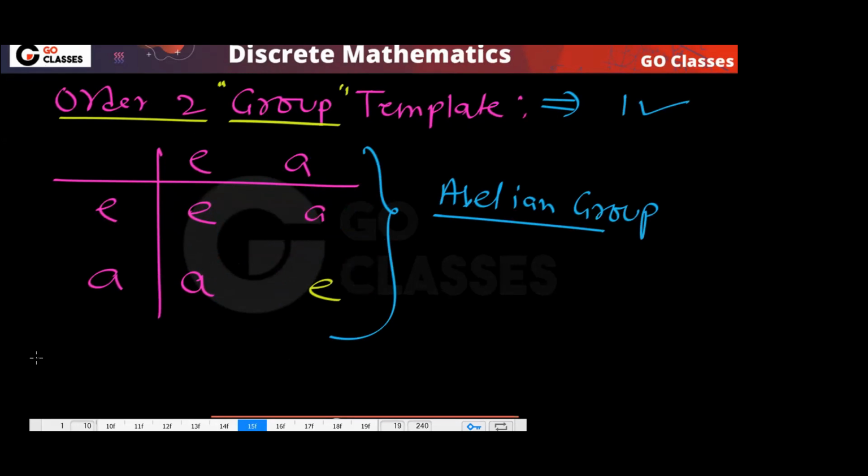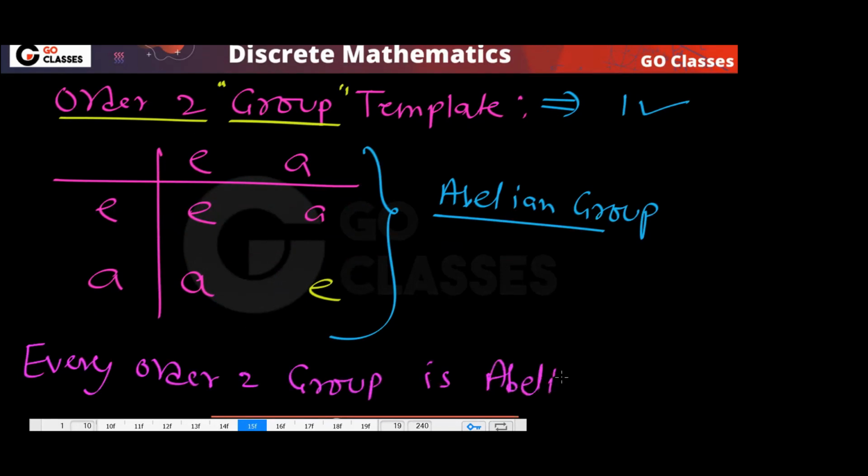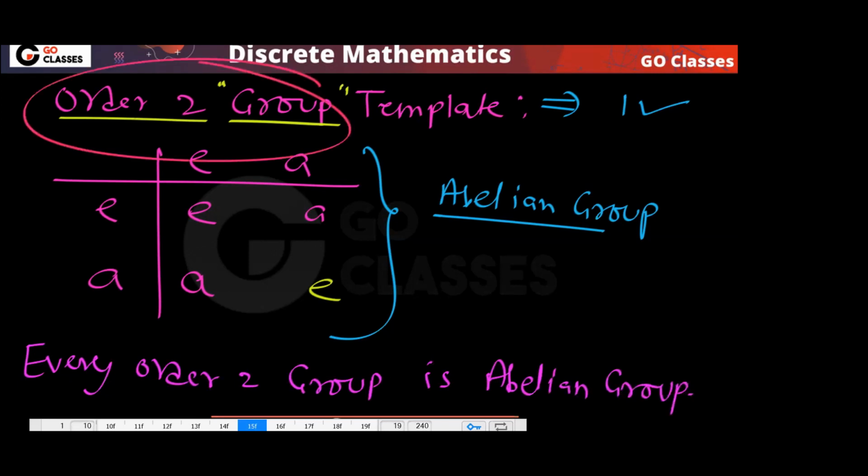I can say every order 2 group is an abelian group. Can I say? Because you have only one template. So every order 2 group is an abelian group, correct? Because there is only one template for an order 2 group, only a single template. So every order 2 group is an abelian group.